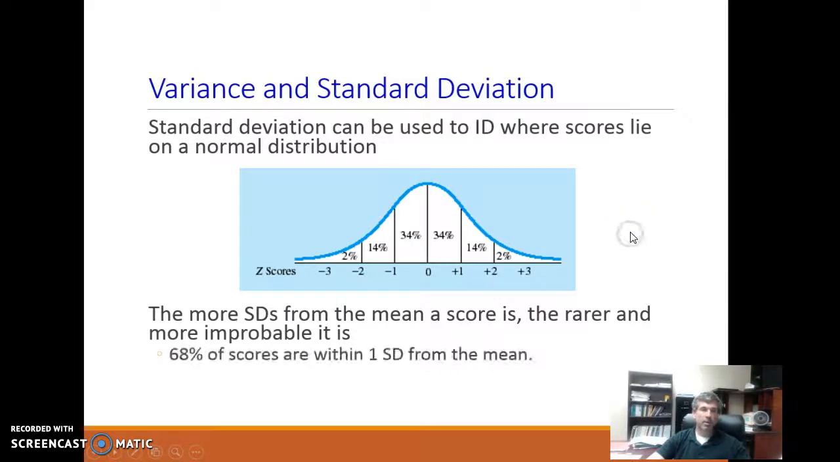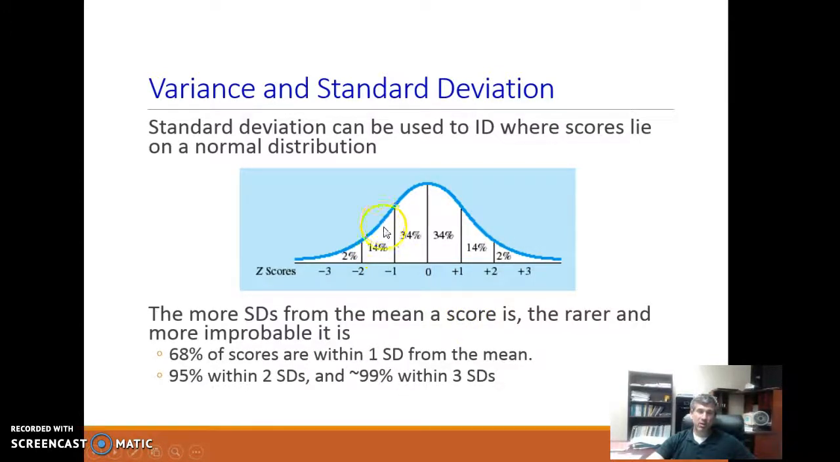It becomes less common. So we can see here some rough estimates of what percentage of a normal curve is between different numbers of standard deviations. No matter what the original variable is, no matter what the original scores look like, if it follows a normal curve in the population, we know that about 68%, just over 2 in 3 scores, are within 1 standard deviation from the mean. 34% between the mean and 1 standard deviation below, another 34% between the mean and 1 standard deviation above.